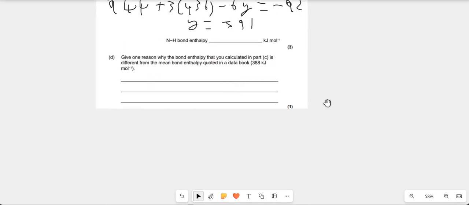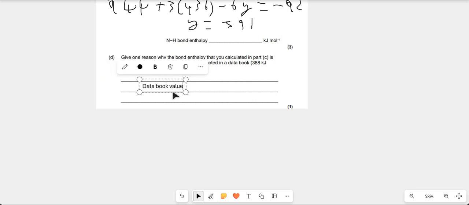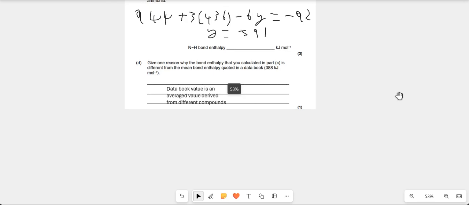Give one reason why the bond enthalpy calculated here is different from the data book value. I warned you about this in the content, this is minor. The data book value is an averaged value derived from different compounds. So therefore, the actual experimental value is going to be different, because that's not an average value. That's just the experimental one that you took here.